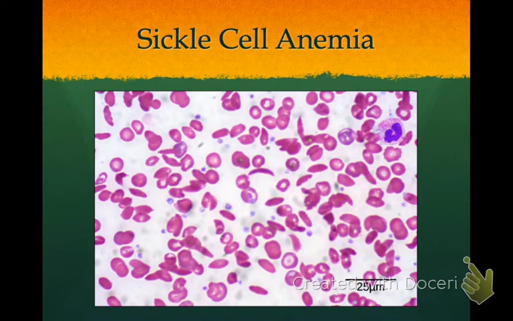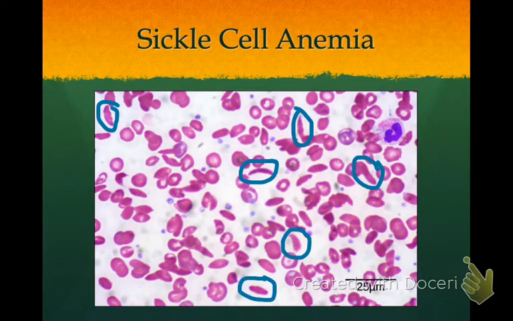This slide shows the difference between a regular disc-shaped red blood cell and a sickle cell. The sickle cells, you'll notice, are crescent-shaped red blood cells. I'm going to circle those in blue, and you can see we have areas of these more elongated or crescent-shaped red blood cells.